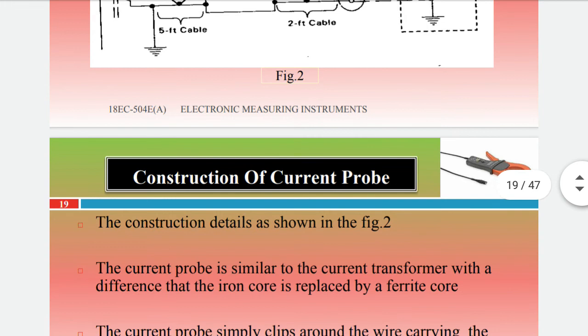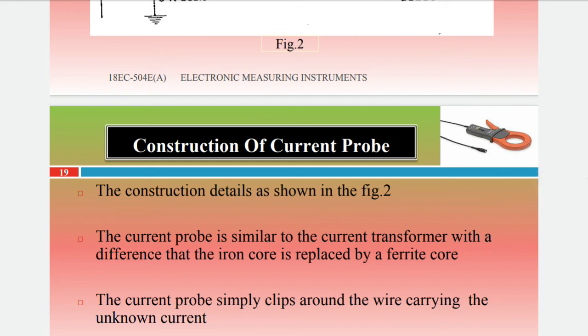So coming to the construction, the current probe is similar to the current transformer, with a difference that the iron core is replaced by a ferrite core. Which means that the current probe and the current transformer both consist of a core, but there is a core difference: the iron core is replaced by a ferrite core.